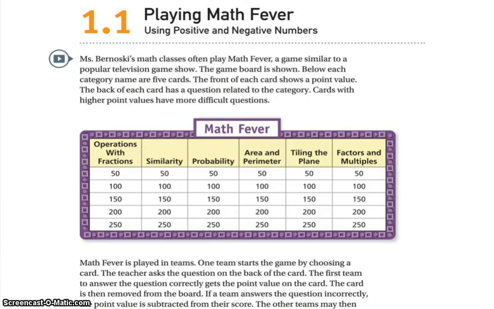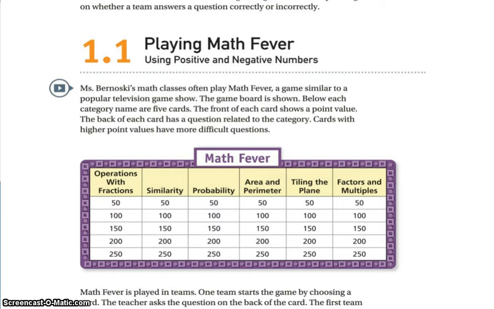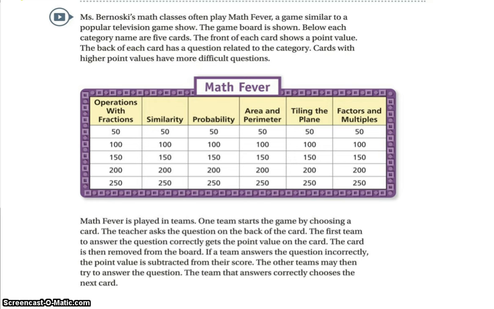All right, so today we are going to start talking about integers, which is basically all of the positive and negative numbers. There's going to be a math fever game that is talked about in the book. When you get a point or a question correct, you get that number of points added in, and if you get the question incorrect, then you lose that value for your question. So being a subtraction or a negative value added in. So let's take a real quick look at a couple of questions so that we can start introducing this concept of positive and negative numbers.